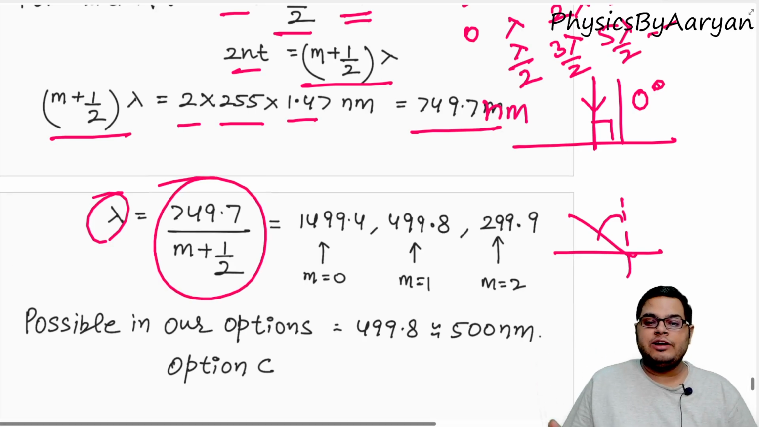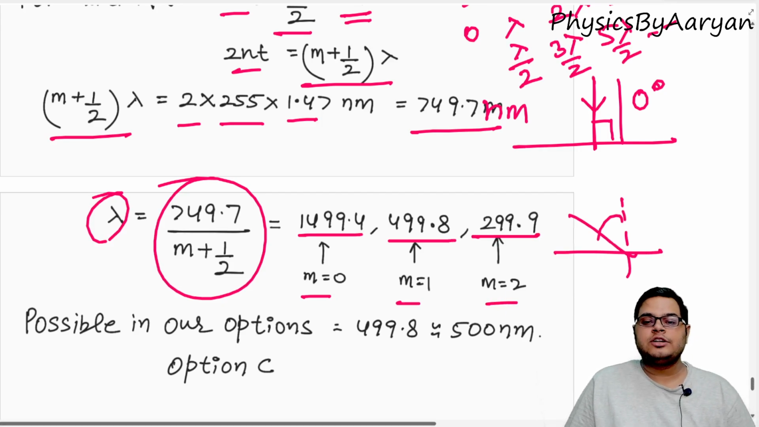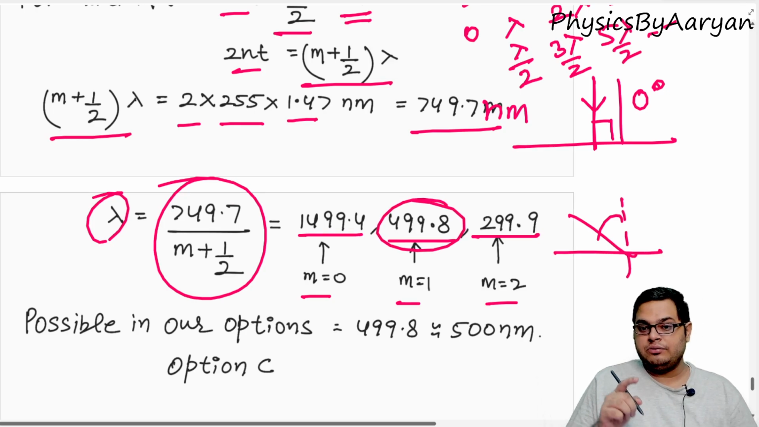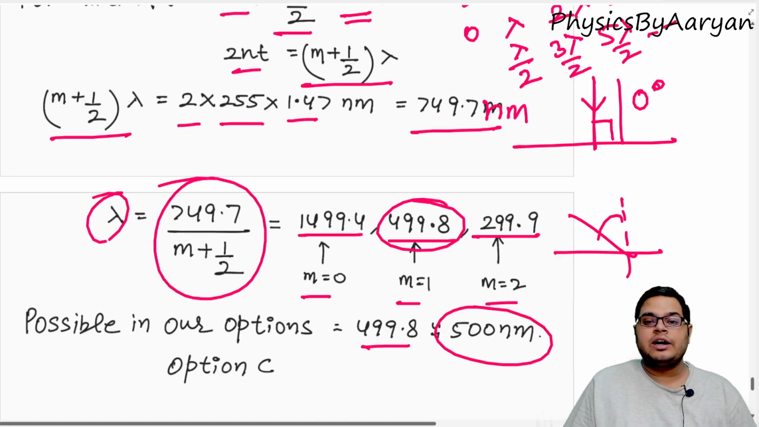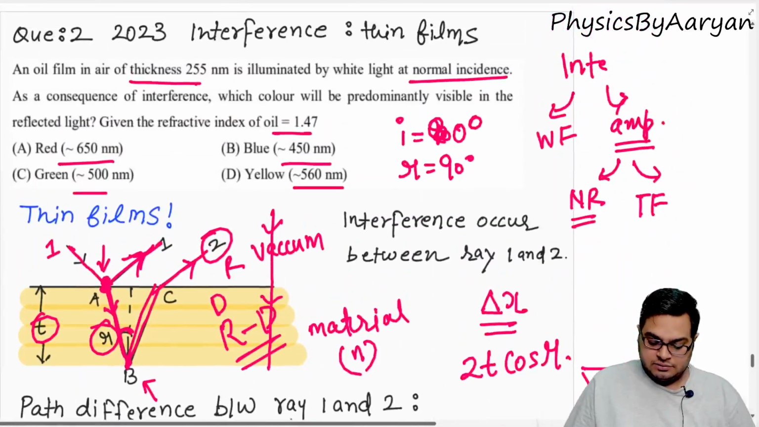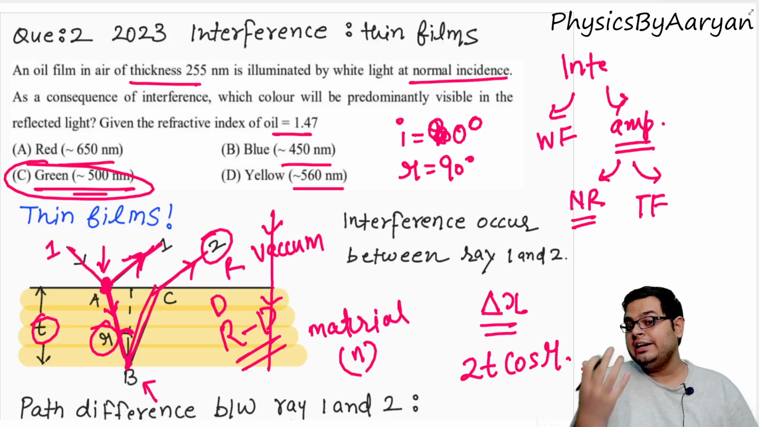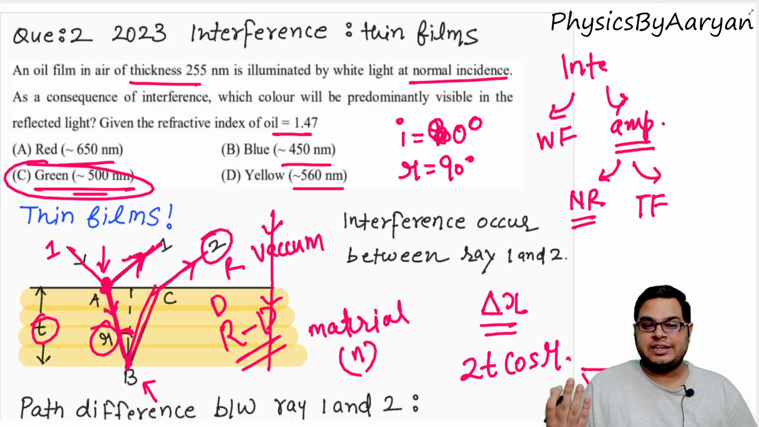Now you just keep putting in values of m. If you put m equals 0, you get 1499.4. If you put m equals 1, you get 499.8. If you put m equals 2, you get 299.9, and so on. Only this number is within the limits of the options given to us. So 499.8, which is almost 500 nanometer, will be seen very predominantly. So we will see a green color maxima in this film. When the light reflects back, we will see green light, because only for green color is the maxima condition satisfied.